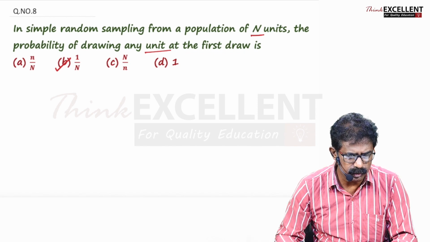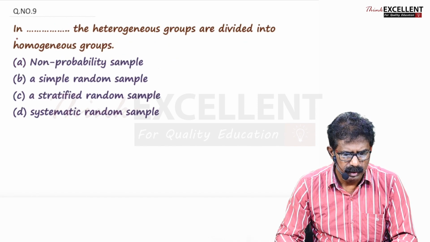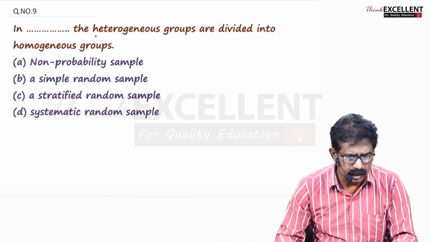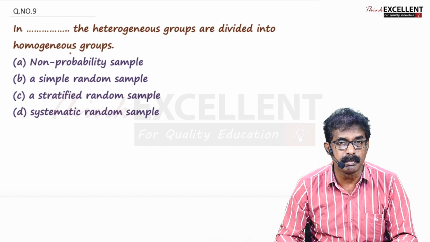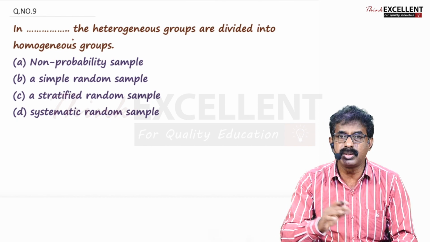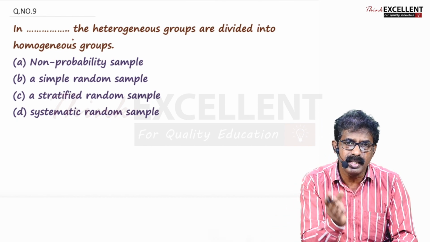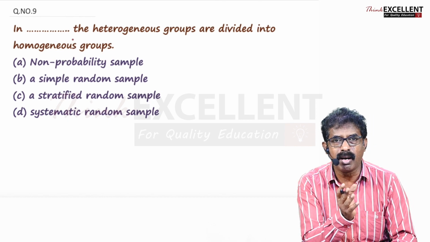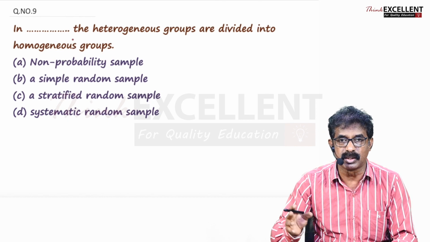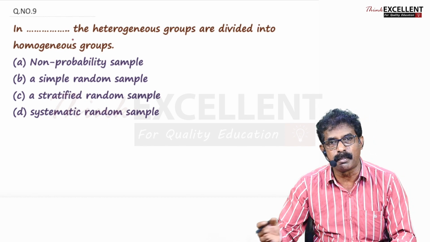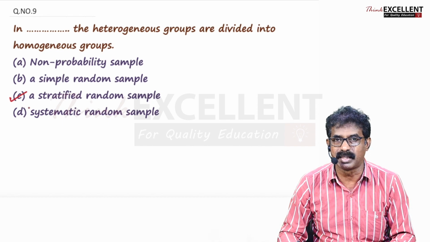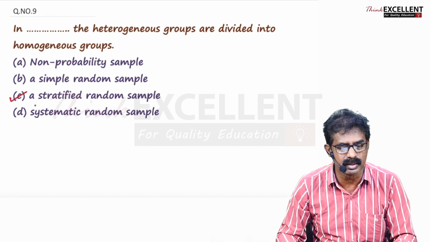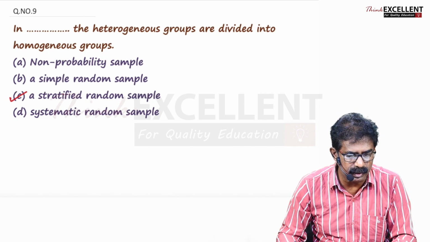Now let's move on to the next one. In dash, the heterogeneous groups are divided into homogeneous groups. So there are different types of samples, right? A heterogeneous group is given. So we divide it into several homogeneous groups. From each group we select some sample and form a collection, and that is called a stratified random sample. Okay, so that's very important for a short note also. A stratified random sample, what is it?